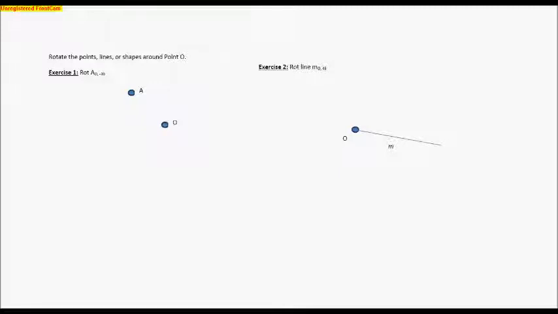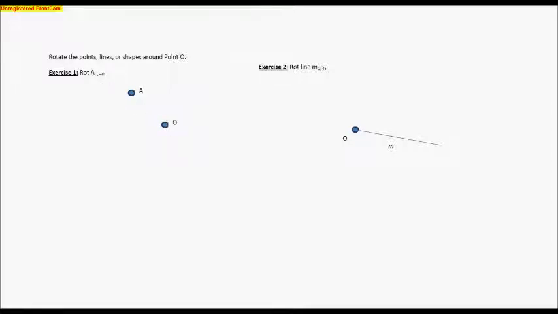Now just like the others, this is going to be a little different type of video because the first two examples we have, we want to rotate the points or the lines around a certain other point, in this case point O.